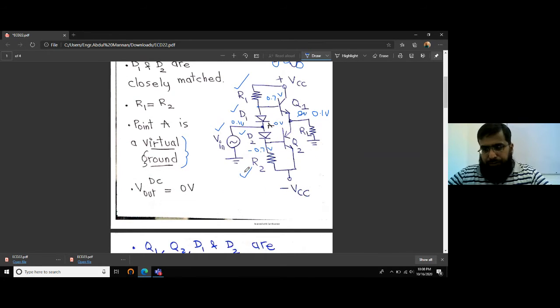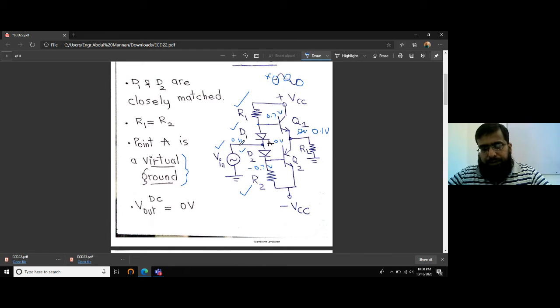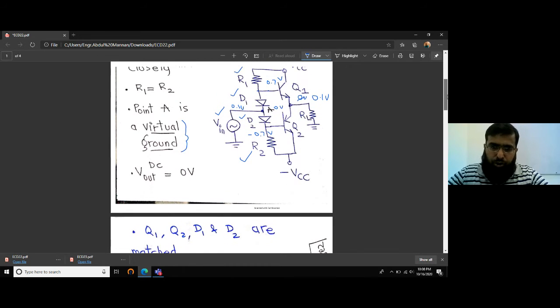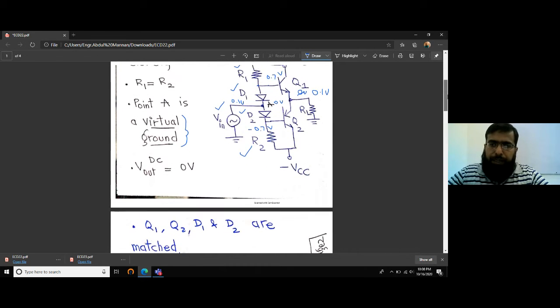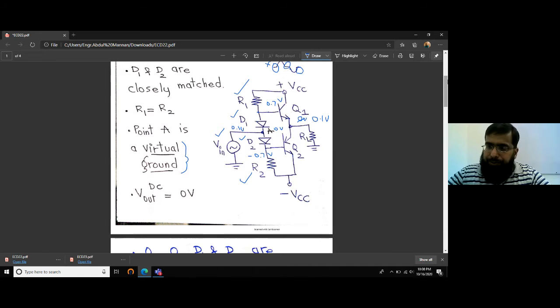And V out DC, of course, is 0 volts if we haven't supplied any. Even if we have supplied this V input, the DC voltage is at 0 volts. So we have a good reference 0 volts here. That is why we don't need a coupling capacitor. This is another reason we don't have an input coupling capacitor and output coupling capacitor, because the DC voltage at the output is always 0 volts. So we don't need any coupling to stop the DC voltage from appearing at the output.